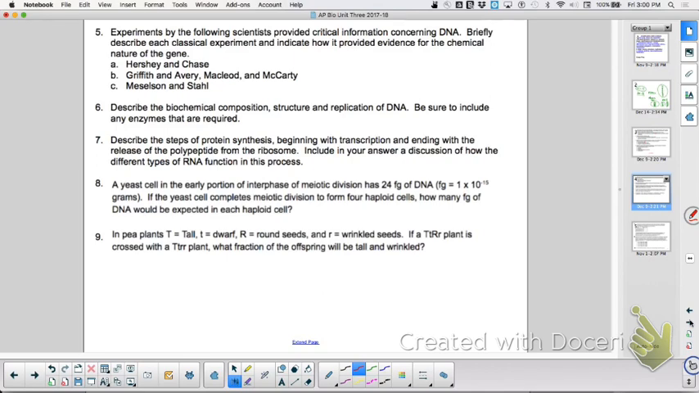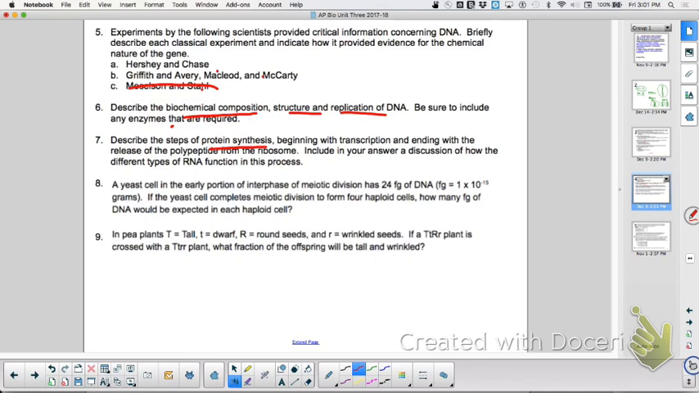Did we talk about Hershey and Chase? Yes. Griffith? Meselson and Stahl? No. Meselson and Stahl, they're the ones, Watson and Crick, they came up with semi-conservative replication where each DNA strand serves as a template for the new strand. Meselson and Stahl just proved it using isotopes. You don't have to know that experiment anymore. They say you don't, who knows? Describe the biochemical composition, structure, replication of DNA. Did we do that? Yeah. Enzymes, protein synthesis, transcription, translation, we did that.